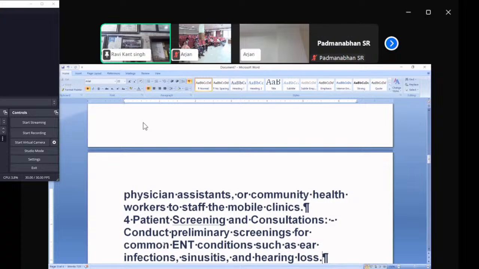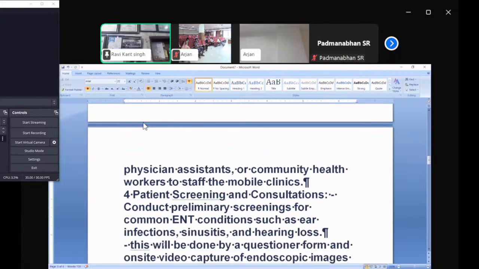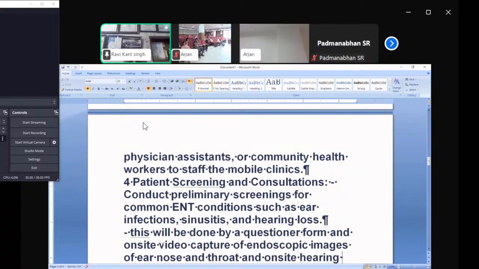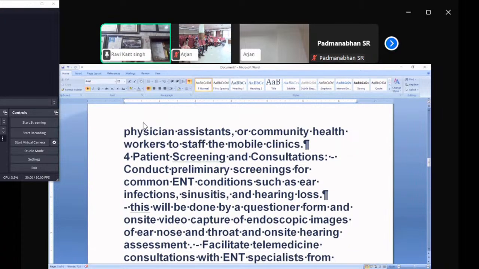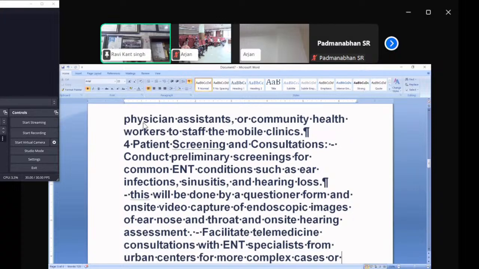We perform patient screening and consultation and conduct preliminary examination for ENT conditions. The common ENT conditions are infections of the external and middle ear, sinusitis and hearing loss. This is done by a questionnaire form, on-site video capture of endoscopic images of the ear, nose and throat, and on-site hearing assessment through an audiometer kept there.